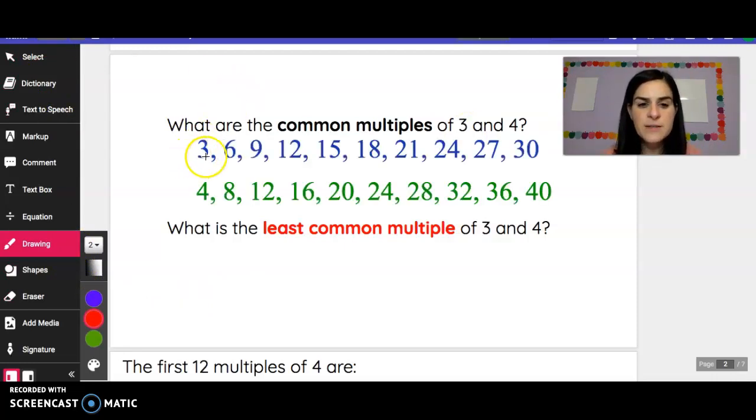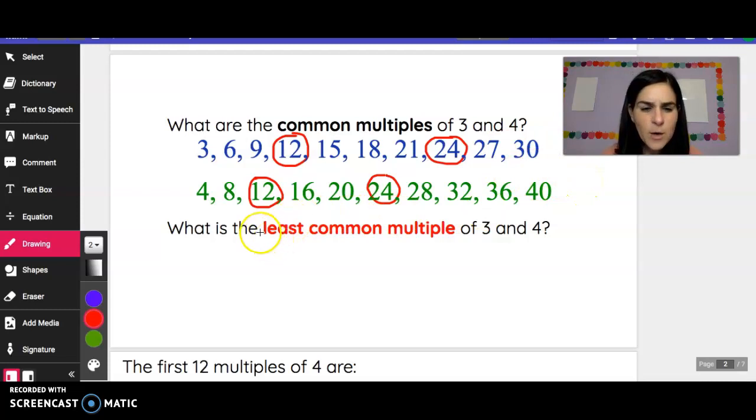All right, I've listed the multiples of 3, I've listed the multiples of 4, and now I'm looking which do they have in common. Well, I'm noticing they both have 12. And the next one I see that they have the same is 24. And so far, these were the only 2 common multiples I found. But I know that if I kept going with these, I could find some more.